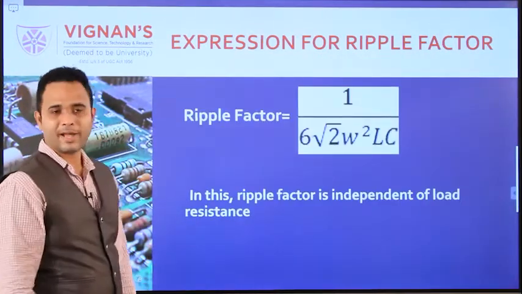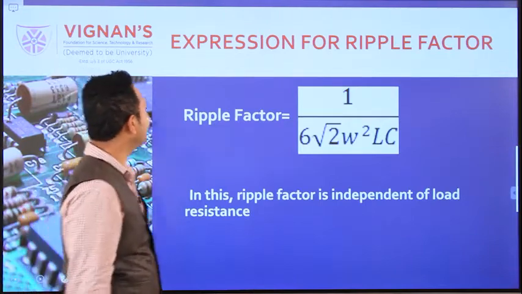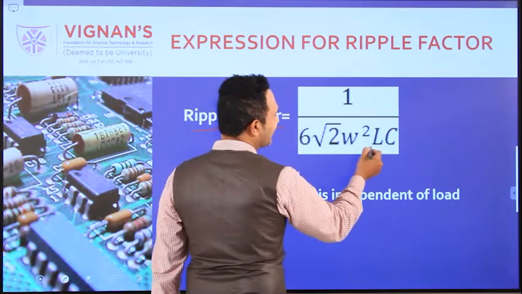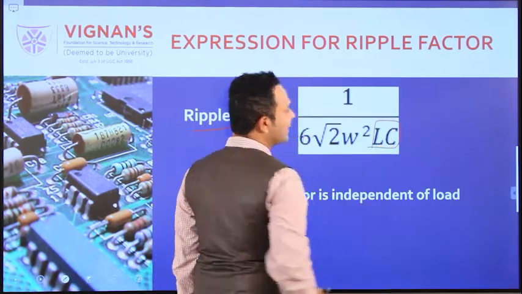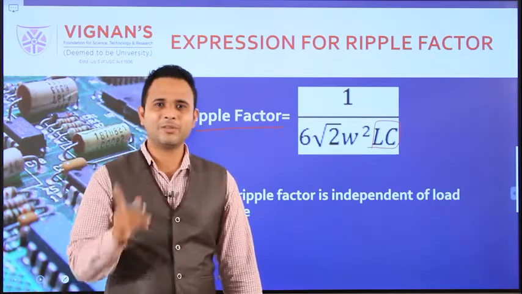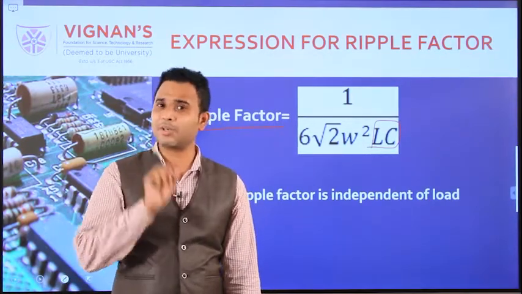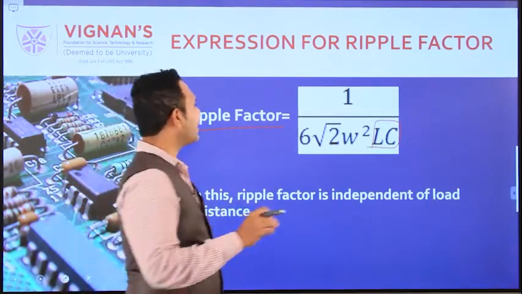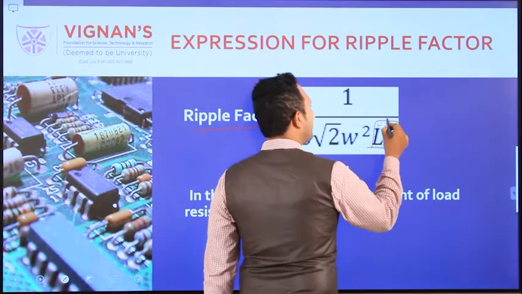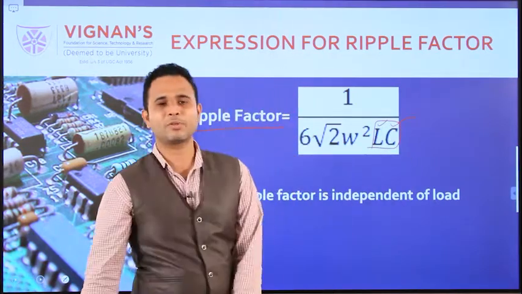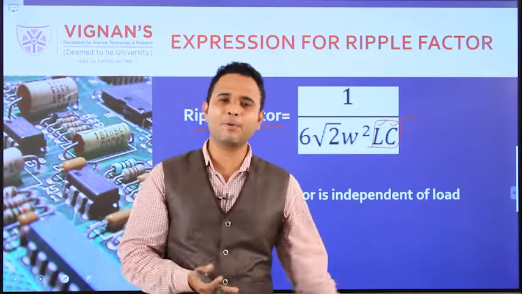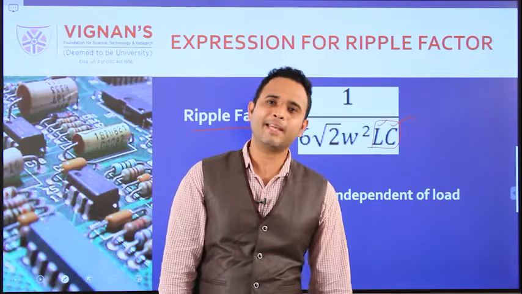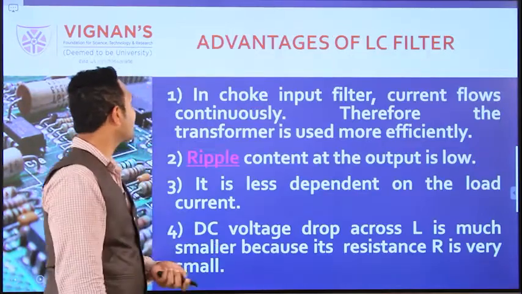Coming to the ripple factor. Here the ripple factor is 1 by 6 root 2 omega square L into C, where L stands for inductor and C stands for capacitor. Can you observe that load dependency is not there? The whole ripple factor depends upon the inductance and capacitance only. If we increase both, the ripple factor decreases. This is the main advantage of the L section filter.